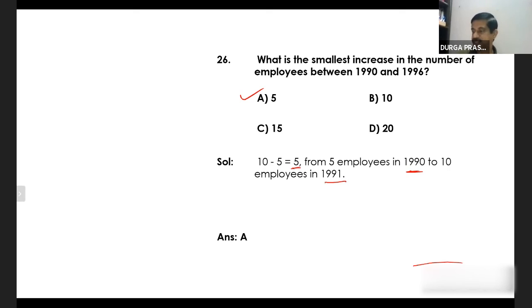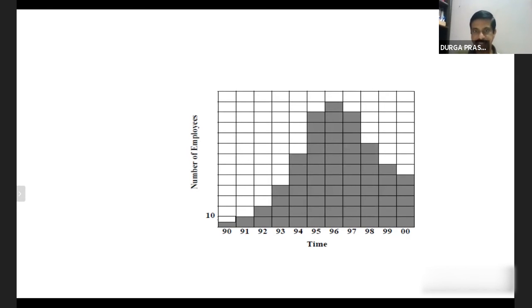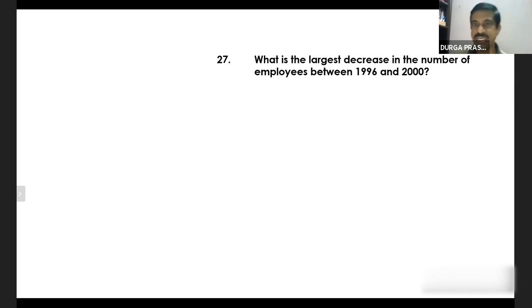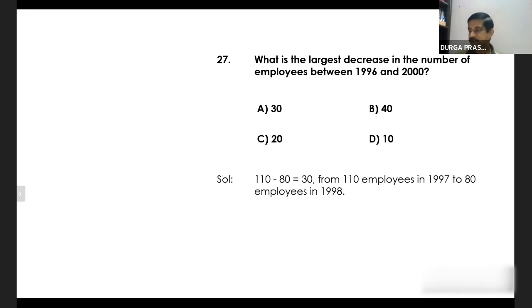Okay, children, let us go to the next question. The information is the same. Question: what is the least decrease in the number of employees between 1996 and 2000? The number of employees in 1997 was 110, and in 1998 it decreased to 80. So the difference is 30. So the option is A. Please note it fast.